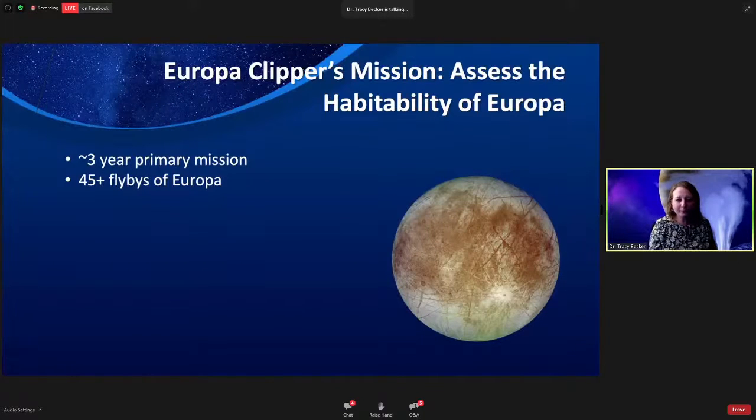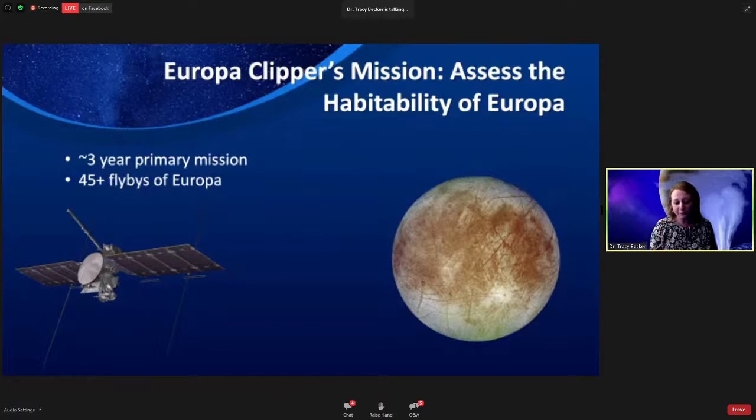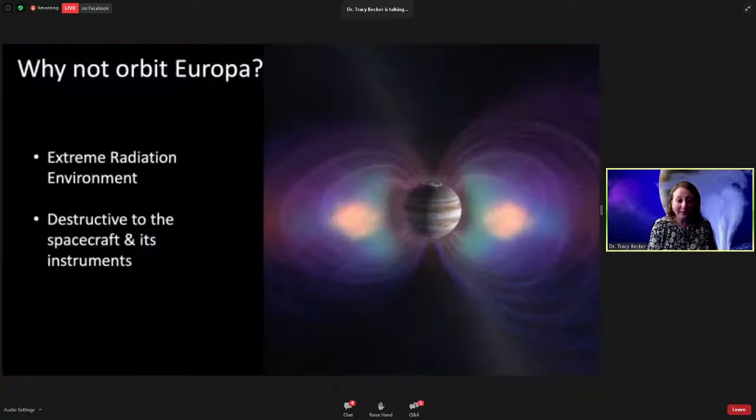And so the Europa Clipper mission is an approximately 3-year mission with a bunch of flybys of Europa. So we're going to fly by Europa a bunch of times. We're not going to orbit Europa, and that's important because we can't. I mean, we physically could, but the problem is I mentioned that Jupiter has this really strong magnetic field, and it causes this very dangerous radiation environment.